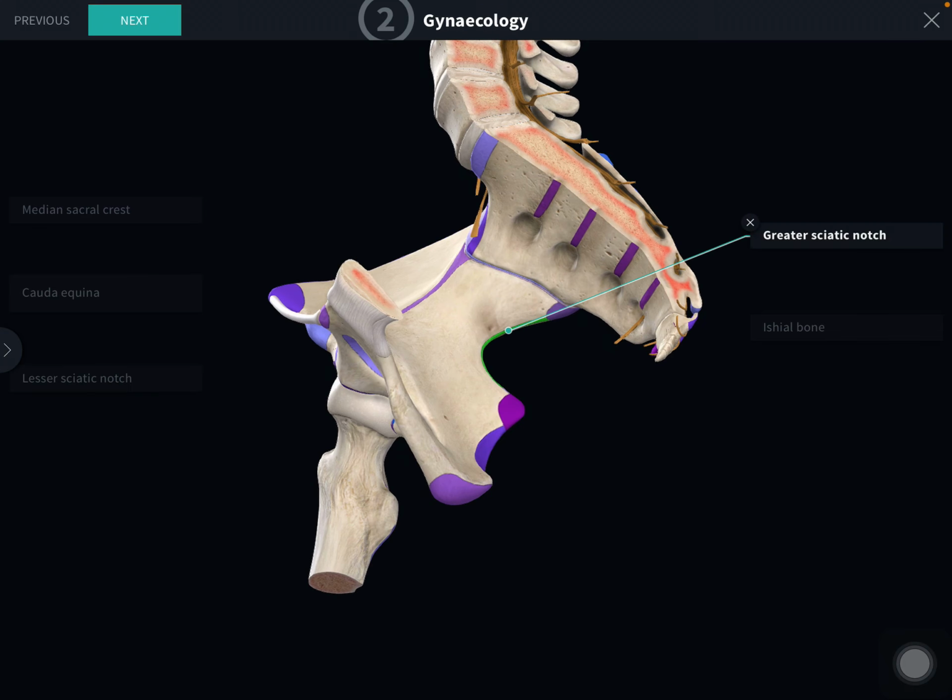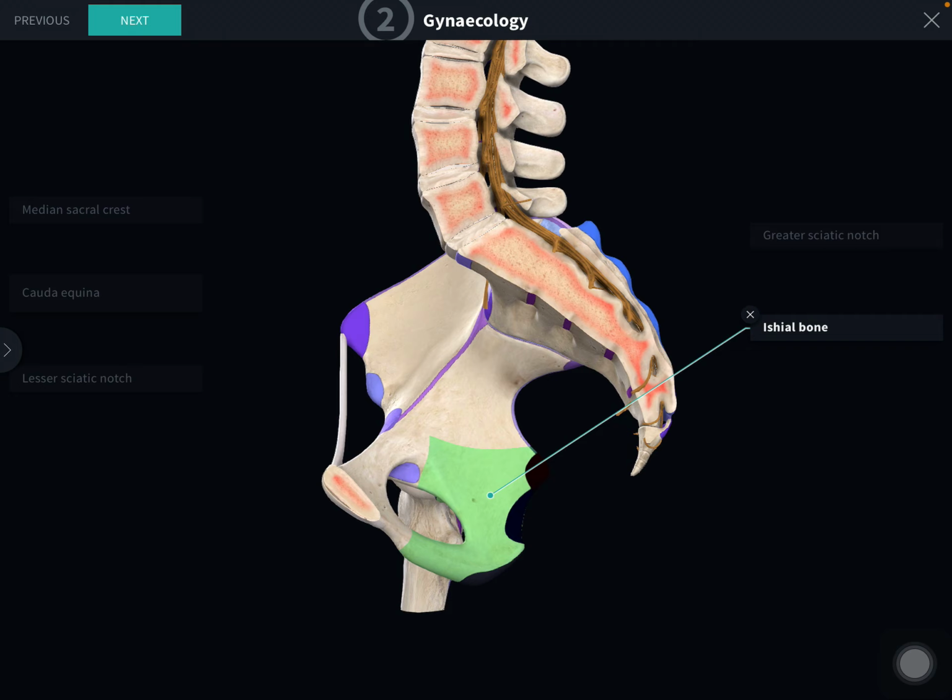We have revised the parts of the bony pelvis in this class. We will continue with the ligaments of the bony pelvis in the next class.